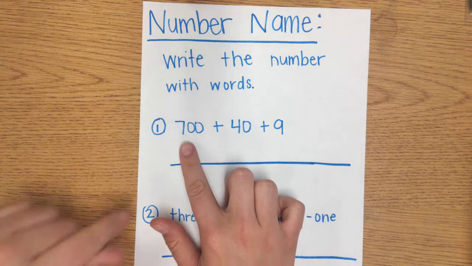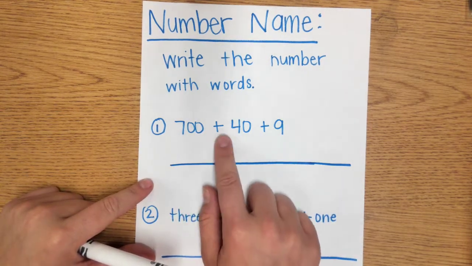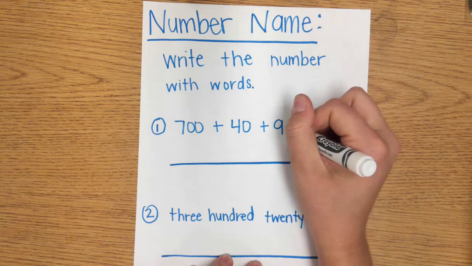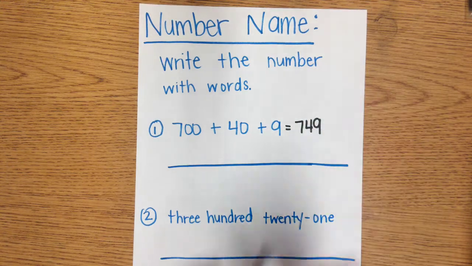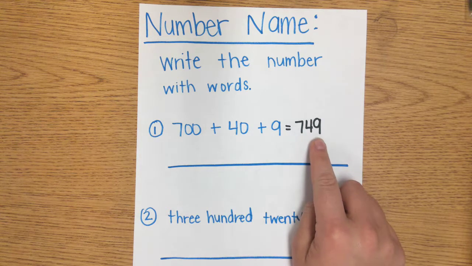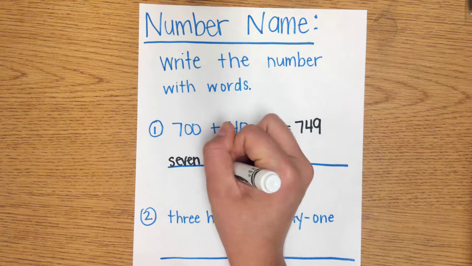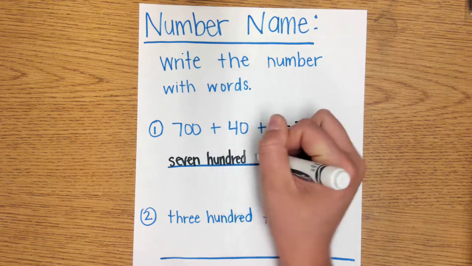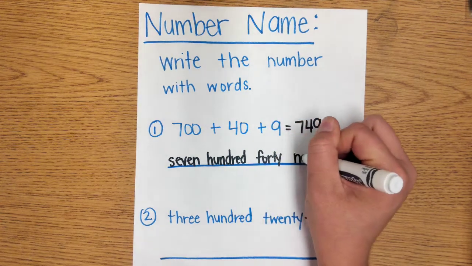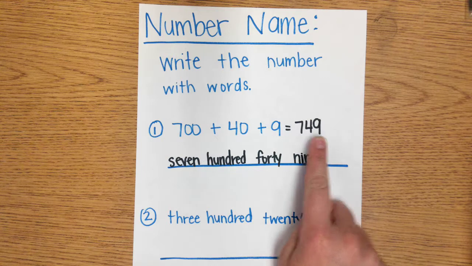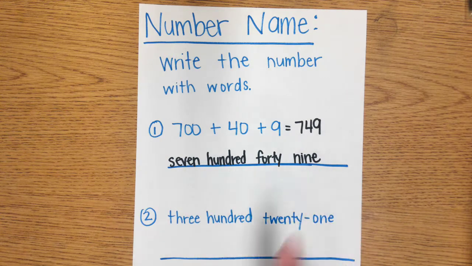So if I look here, Miss Wilmoth has the expanded form, then I know 700 plus 40 plus 9. So how would I write that? So that number is going to be 749. Well, I want to write 749 in written form, or excuse me, in number name. So I'm going to write that I have seven hundred forty-nine. When I want to write it with number name, it's basically the words you're saying. So I say that 749 is seven hundred forty-nine with words.